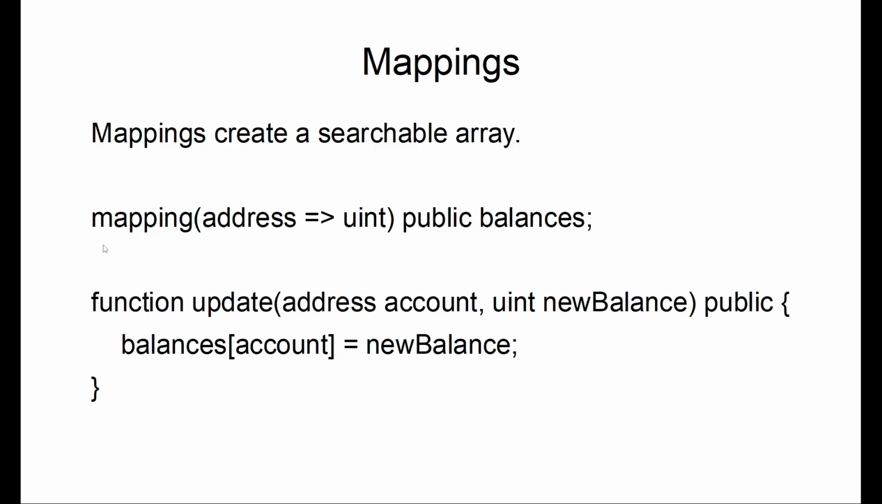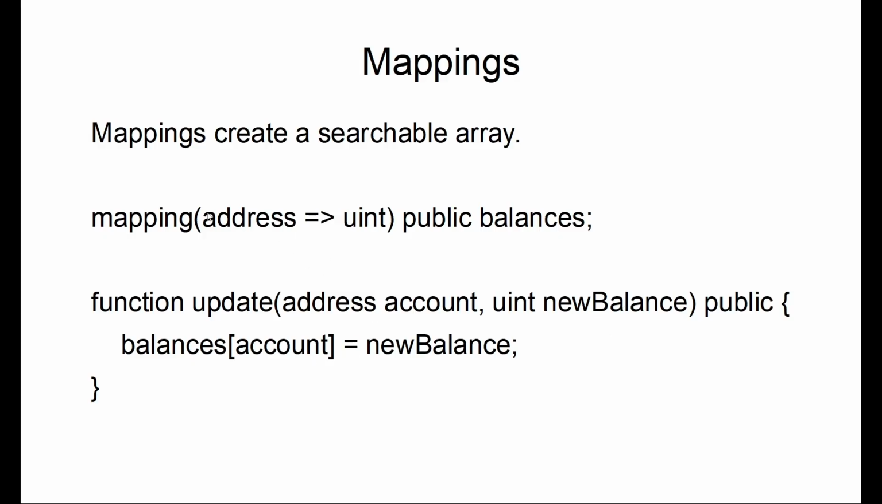So in this quick example, we created the mapping, and now we want to update something in the mapping. So we call it function update. We're going to send an address as an account, and we're going to send a number as a new balance, and it's going to be public. So we have balances, we send the account, which is the address, and that account will then equal the new balance, the number that we're sending.